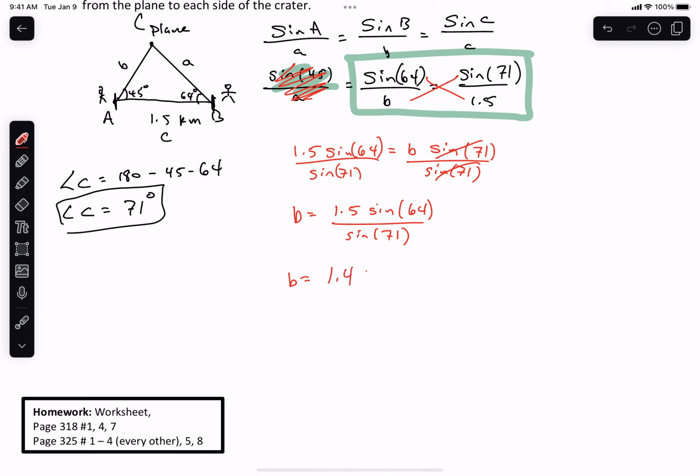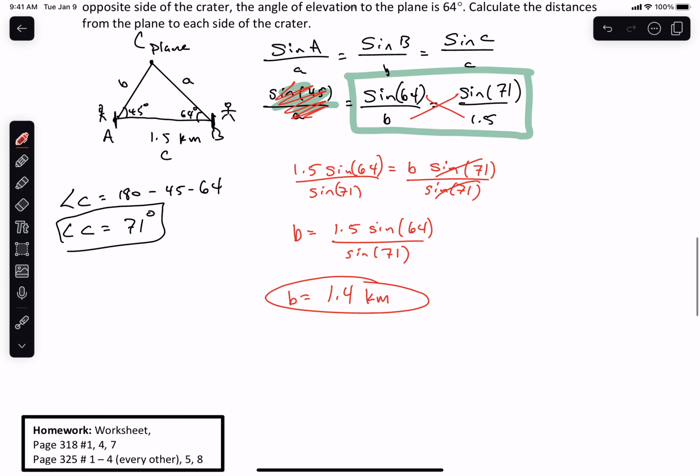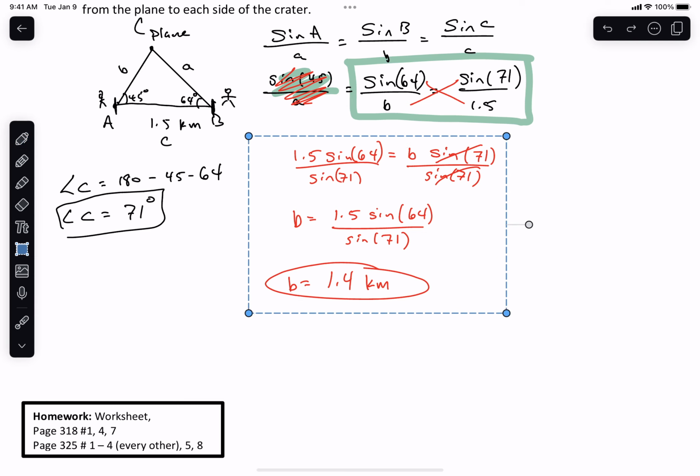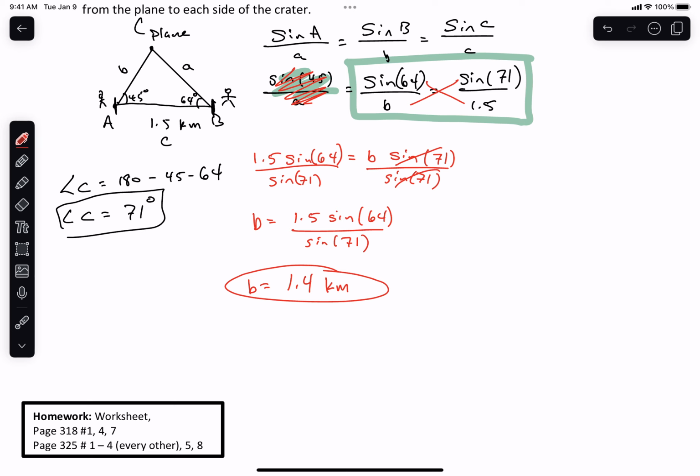So 1.5 kilometers, right? You could also do just, since you already have sine 71 over 1.5, get your answer, and multiply both by B, and divide. You're going to get to the same spot, but that's the reason, because you've got some process to follow. Okay, so that's how you get B, and then I can do the exact same work to get A.